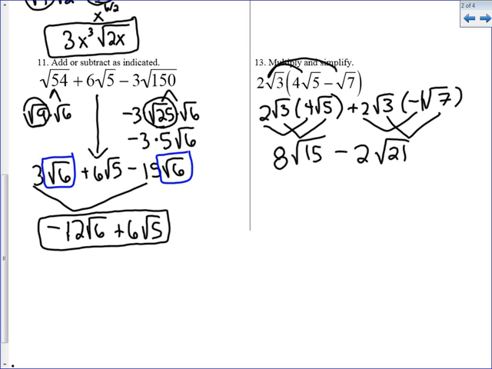Next question, can I do this subtraction? No, the roots don't match. But maybe it's like number 11, where I just haven't gotten them to match yet. So, do any perfect squares divide into 15? No. Do any perfect squares divide into 21? No. So, I can't do anything. Really can't do anything. That's it.